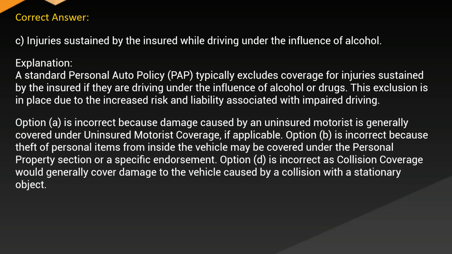Option A is incorrect because damage caused by an uninsured motorist is generally covered under uninsured motorist coverage, if applicable. Option B is incorrect because theft of personal items from inside the vehicle may be covered under the personal property section or a specific endorsement. Option D is incorrect as collision coverage would generally cover damage to the vehicle caused by a collision with a stationary object.